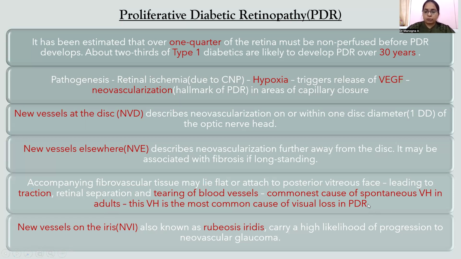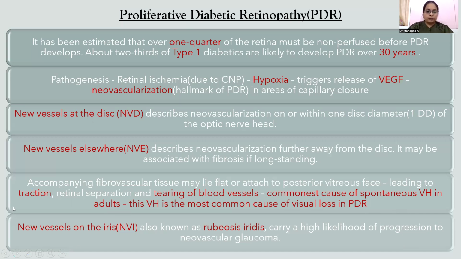And also this is the commonest cause of visual loss in PDR. So the 2 questions you should remember: if the question is what is the commonest cause of visual loss in patients with diabetic retinopathy, you have to answer it as diabetic macular edema. But if they ask the commonest cause of visual loss in patients with PDR specifically, you have to give vitreous hemorrhage as your answer. Okay.